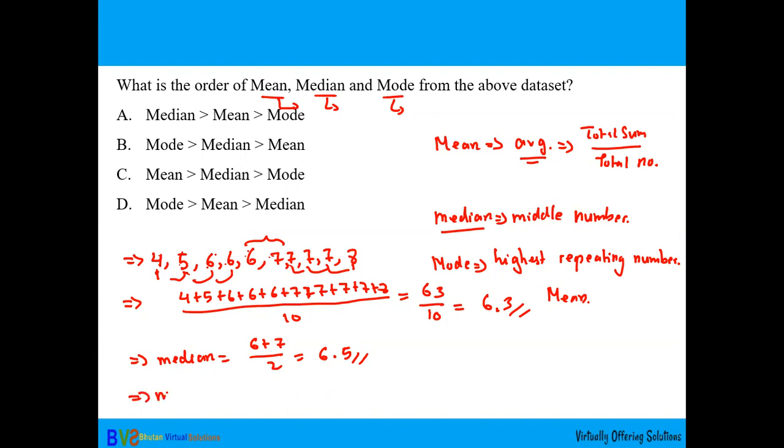Now let us find the mode. Mode is the highest repeating number. Obviously number 7. Number 7 is repeating 4 times, which is the highest. So the answer is 7.